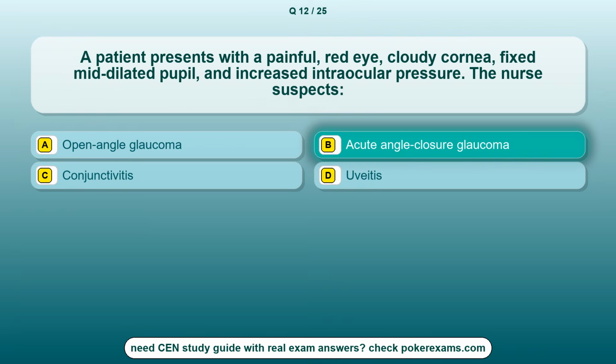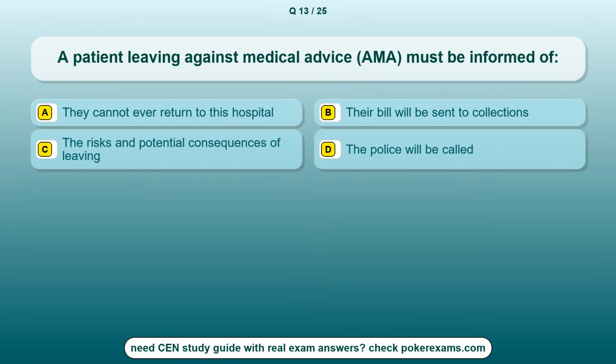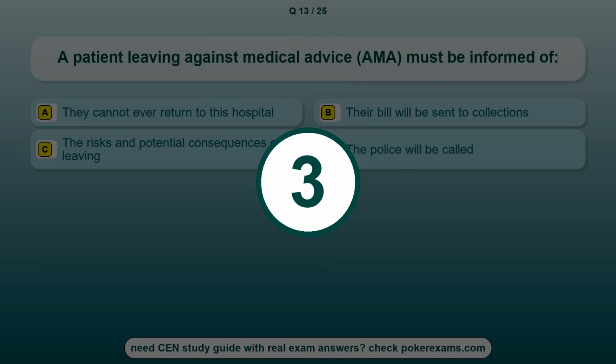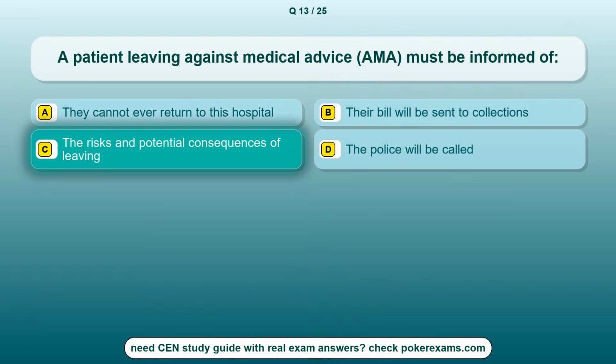The correct answer is option B, acute angle-closure glaucoma. Question 13. A patient leaving against medical advice, AMA, must be informed of. Option A, they cannot ever return to this hospital. Option B, their bill will be sent to collections. Option C, the risks and potential consequences of leaving. Option D, the police will be called. The correct answer is option C, the risks and potential consequences of leaving.